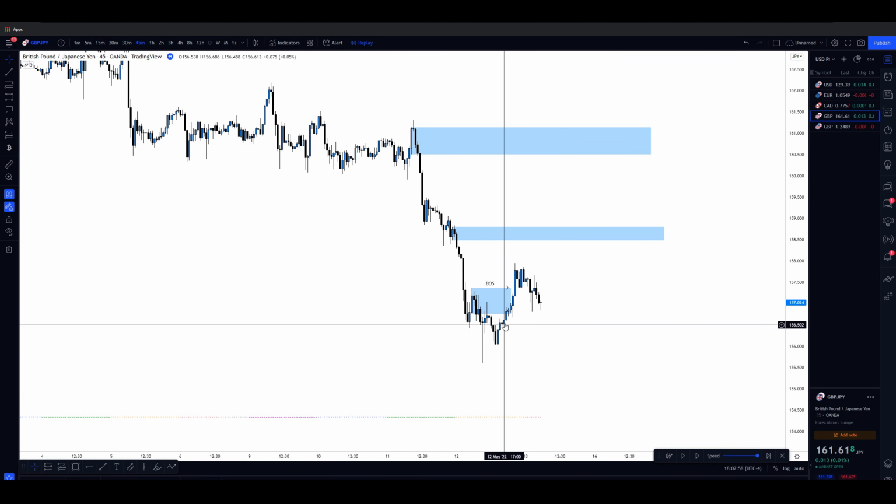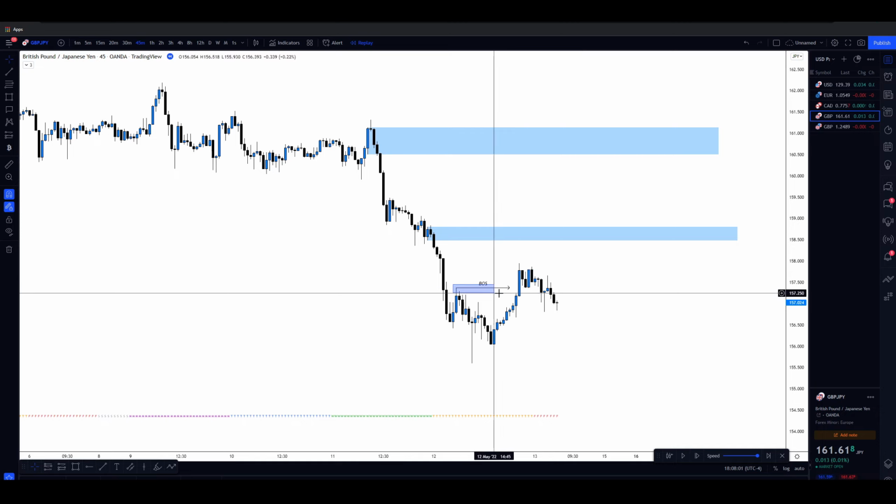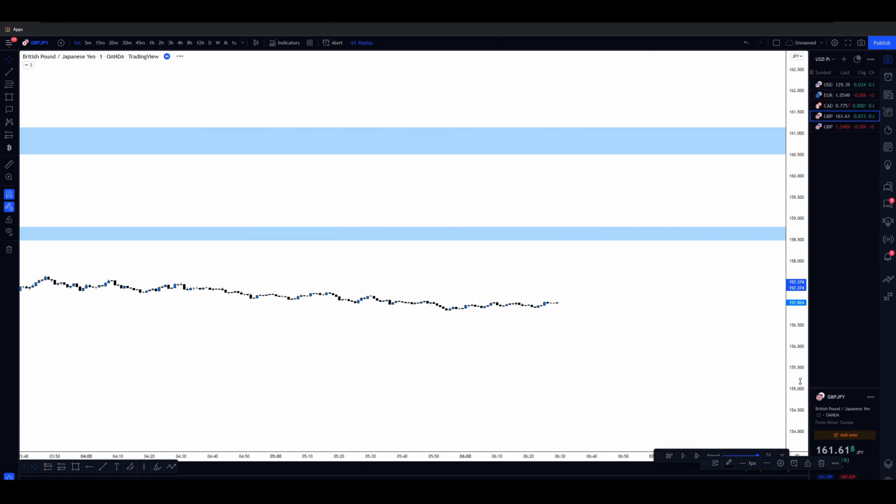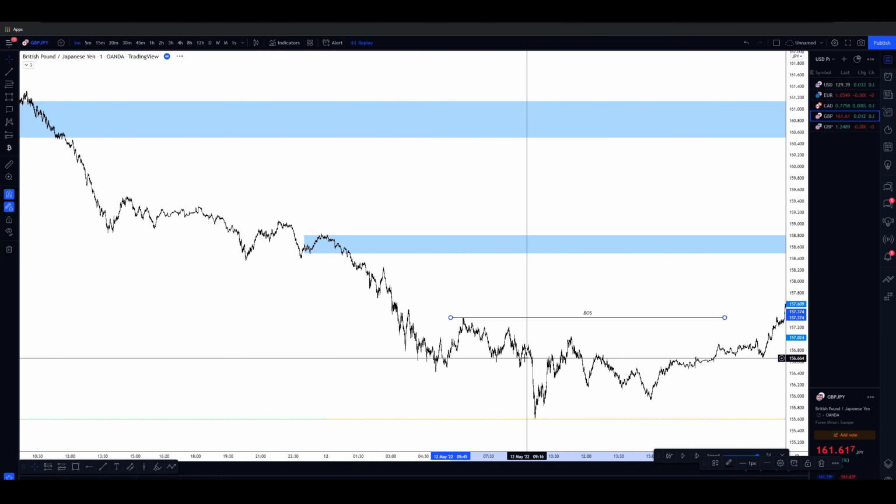It's not bearish, sorry, it's bullish now. So if structure is bearish and we've invalidated supply, let's go down to the 1 minute time frame and zoom into what's actually going on over here.